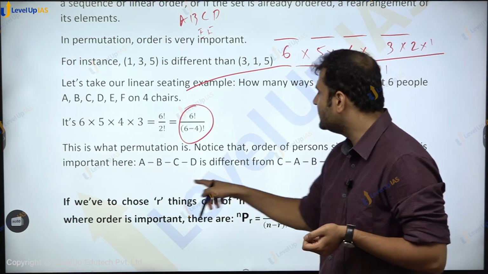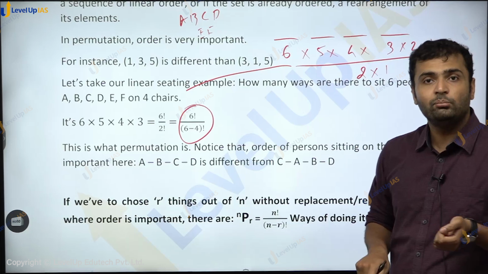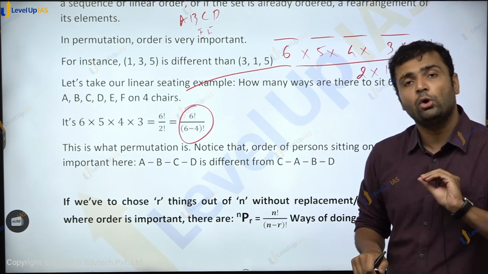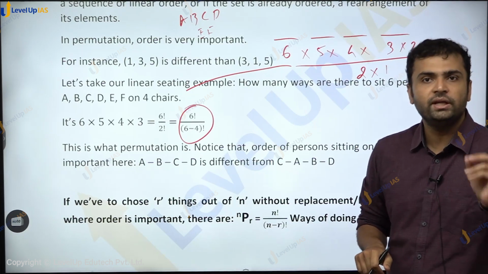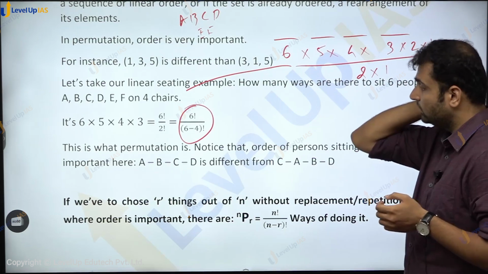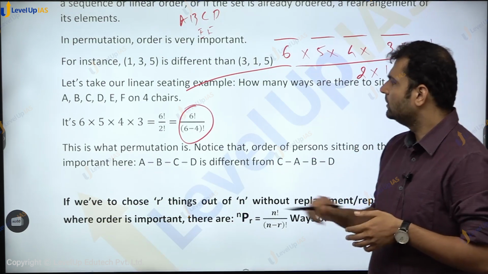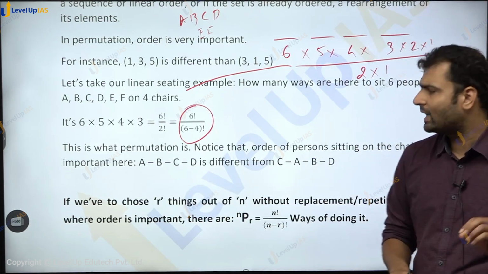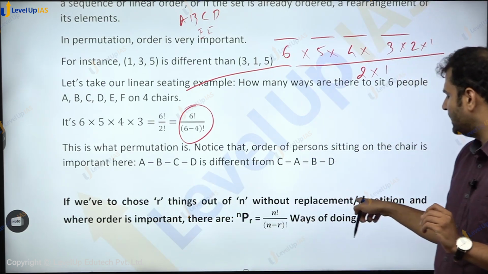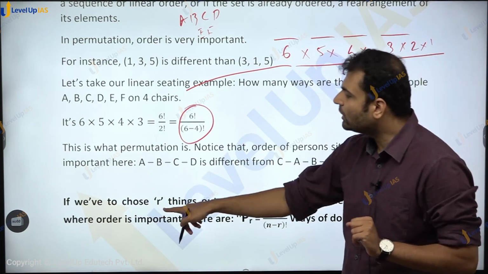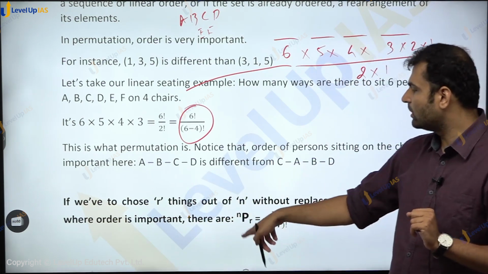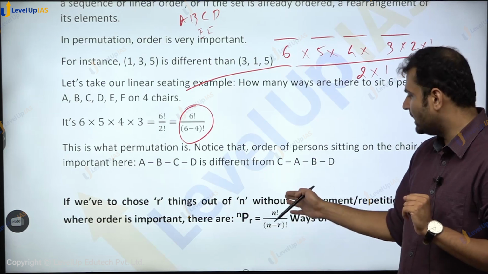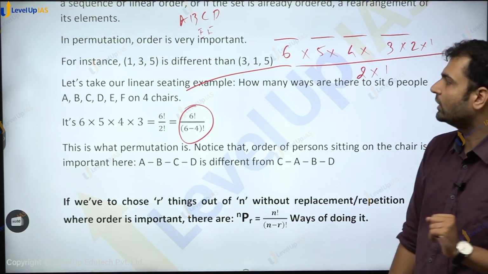So A, B, C, D is different from C, A, B, D. In permutation, order is always very, very important. Fine. This is permutation. Definition-wise, it is this: if we have to choose r things out of n without replacement or repetition, and where order is important, then the number of ways is nPr, or n factorial by (n minus r) factorial.